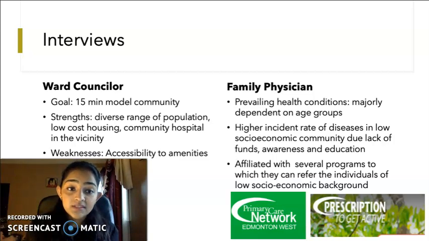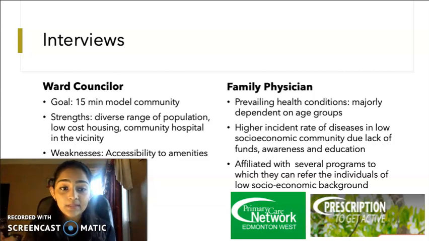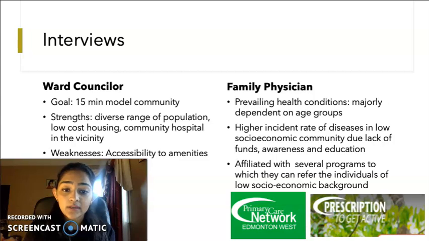But apart from this, the ward councillor also appreciates the community for its diverse range of population, low-cost housing, and he believes that having a community hospital, which is the Misericordia Hospital, within 4 kilometers in vicinity, as people can get help immediately in case of emergencies and in general.